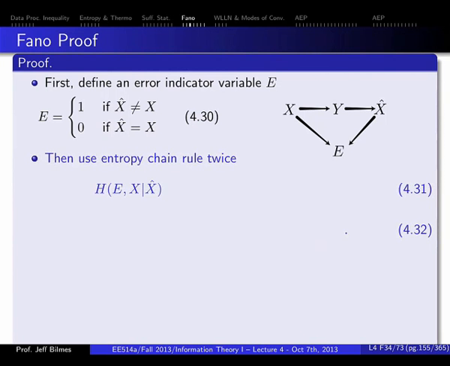And so let's then bound a couple of quantities. So we've got the conditional entropy, which can be written in this way using the chain rule of entropy. Now what is this quantity here?